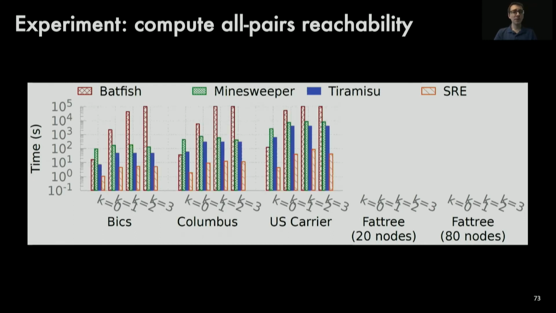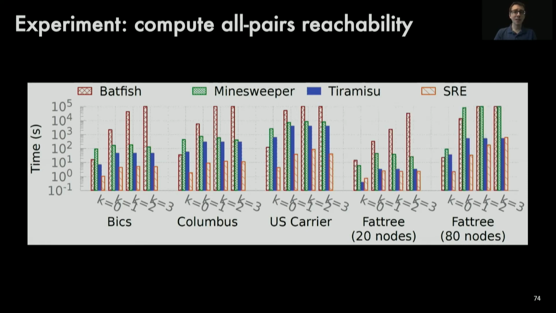Here, we observe that for the WAN topologies, SRE is always about 10 times faster than the fastest existing verifier, Tiramisu, regardless of the maximum number of failures that we consider. For fat tree topologies, SRE's performance is more comparable to that of Tiramisu, especially as we consider a larger number of failures, because there's more symbolic paths that SRE needs to consider.